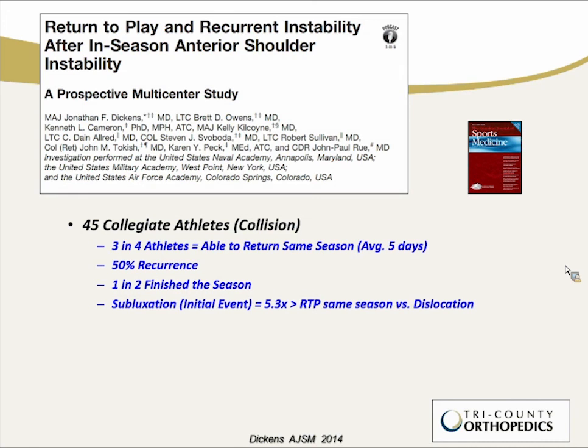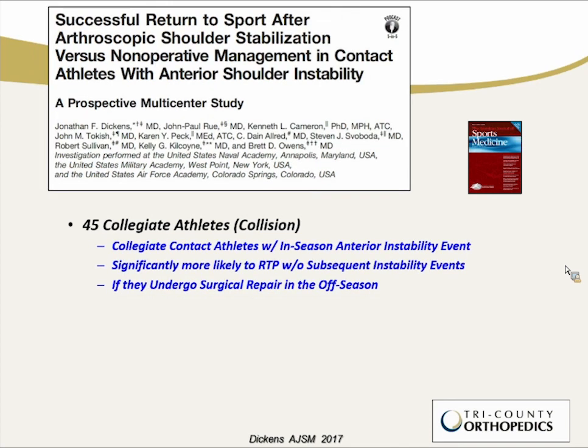If you had a subluxation as your initial event, as opposed to a dislocation, you have about a 5.3 times higher chance of returning successfully to playing the same season versus a dislocation. So subluxation seemed to be able to get back more successfully.